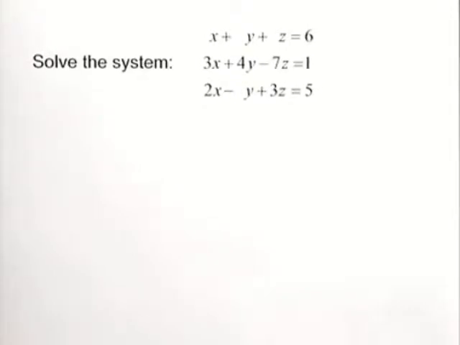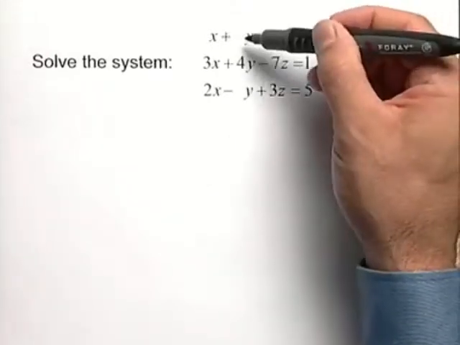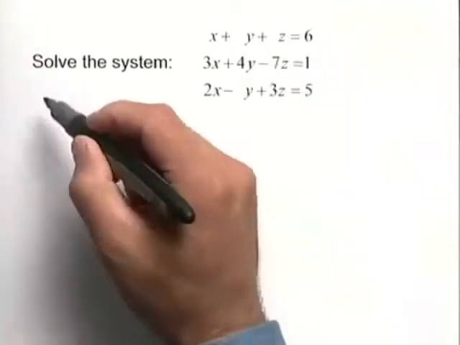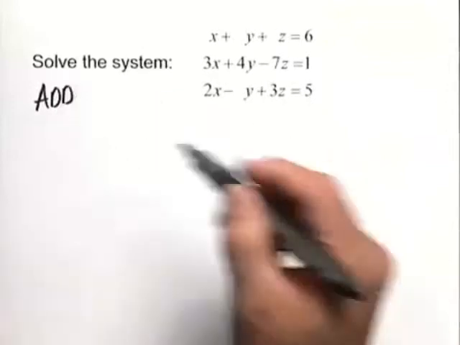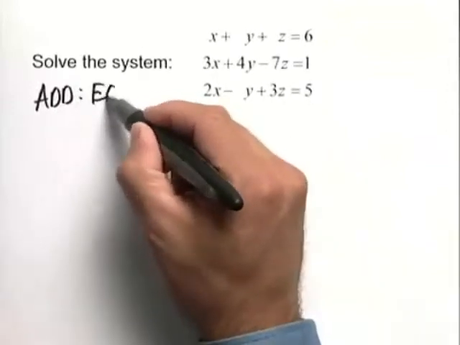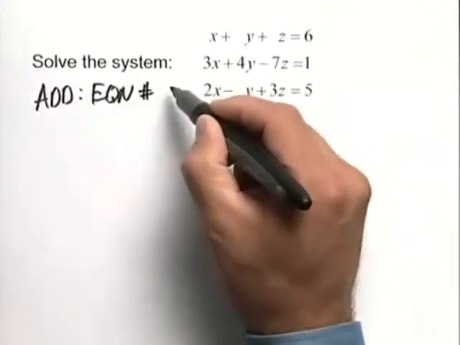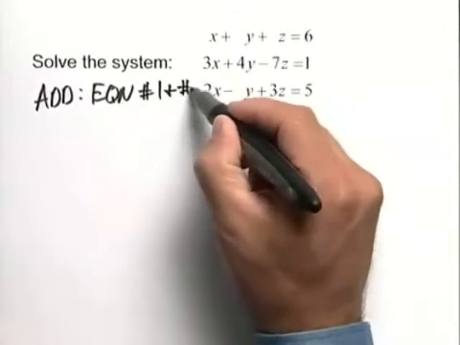All right, we're going to use the addition approach here. But the first thing we have to do is use two of the three to eliminate one of the variables. So this one sets up well. Notice we have a plus y and a minus y. So I'm going to add the two equations. I'm going to add equation 1 and equation number 3.